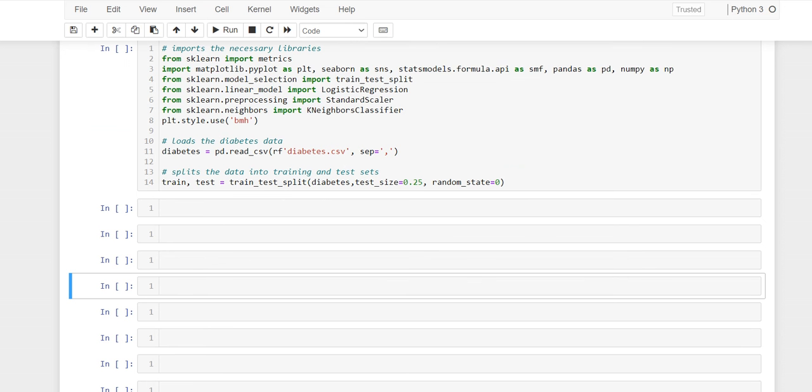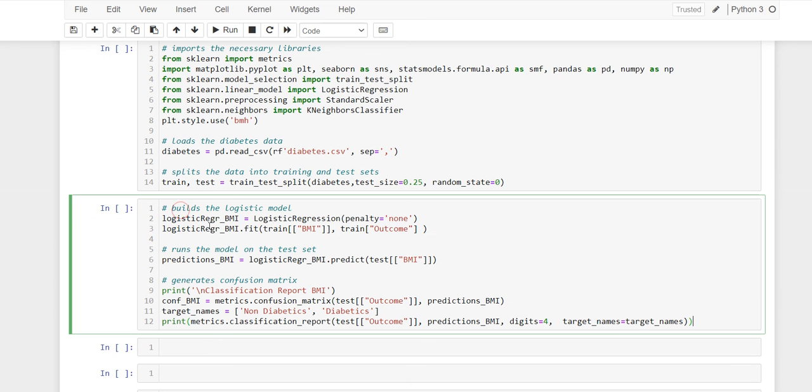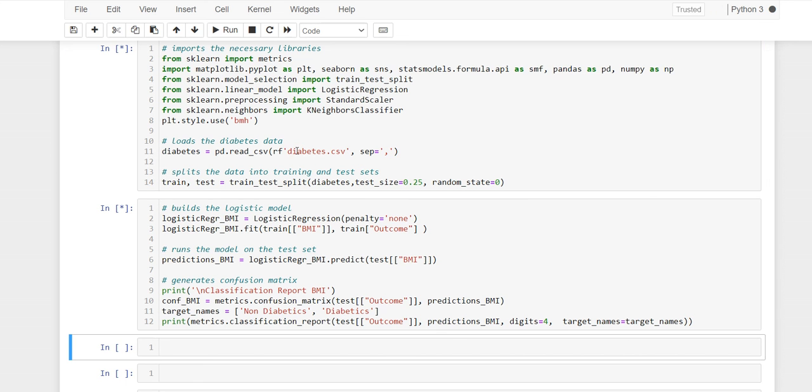In the next part, I'm going to copy and paste some code that you've seen before. But in this case, I'm going to build a logistic model for BMI and outcome, fitting the model according to the training data that I've split, and run the model on the test data, in this case, the BMI test data. The last part, which is new, is to generate a confusion matrix and print out a classification report. So I'm going to go ahead and run my code.